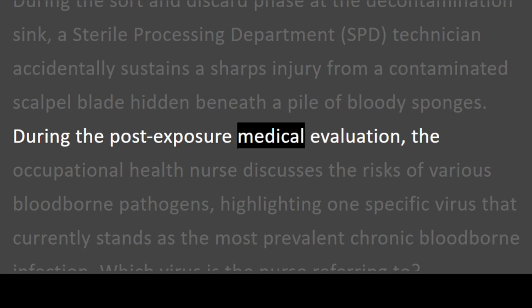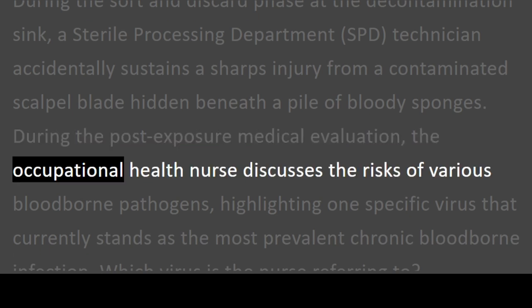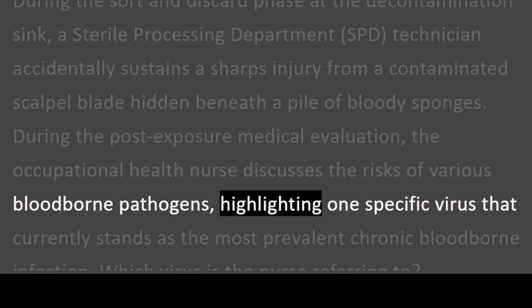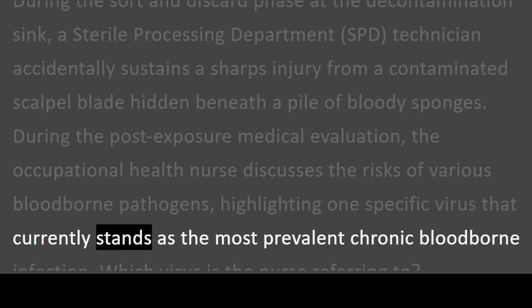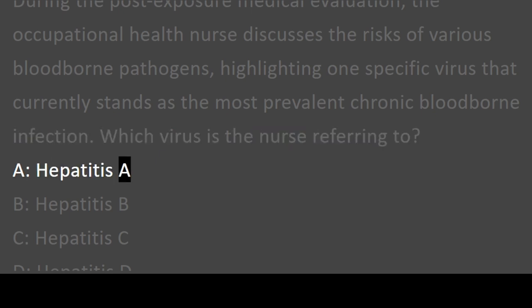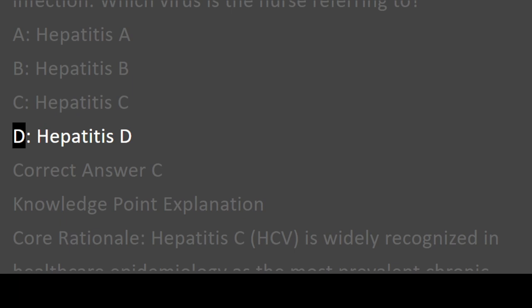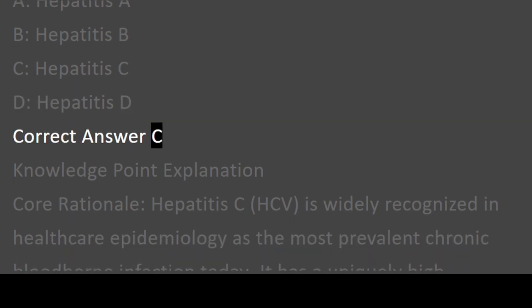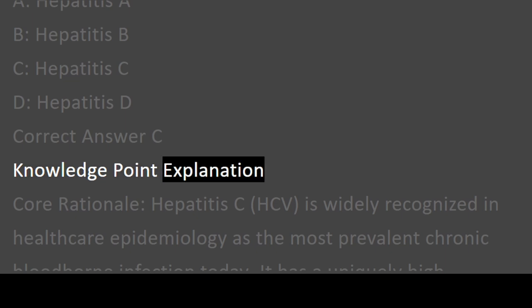During the post-exposure medical evaluation, the occupational health nurse discusses the risks of various blood-borne pathogens, highlighting one specific virus that currently stands as the most prevalent chronic blood-borne infection. Which virus is the nurse referring to? A. Hepatitis A. B. Hepatitis B. C. Hepatitis C. D. Hepatitis D. Correct answer C.